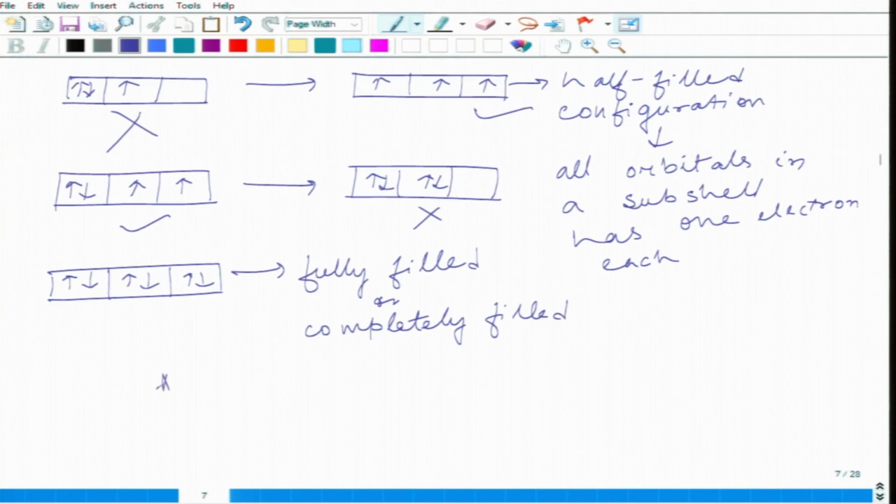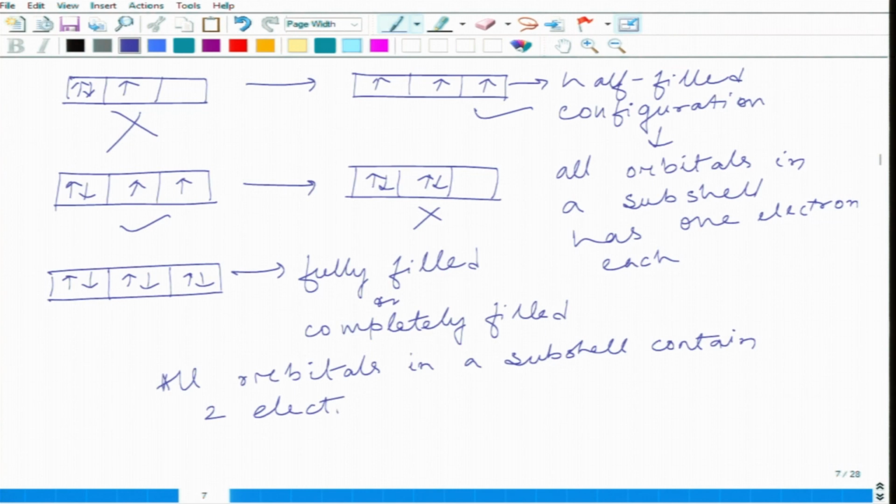That is, when all orbitals in a subshell contain 2 electrons each. Okay. So, one orbital can contain a maximum of 2 electrons. But why can one orbital contain a maximum of 2 electrons? Why can we not place 3 electrons in a single orbital? Or why are we writing the electrons with opposite spins, that is one upward and one downward? This was explained by the next rule, that is called the Pauli's Exclusion Principle.